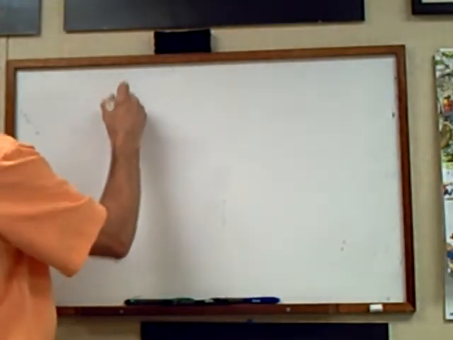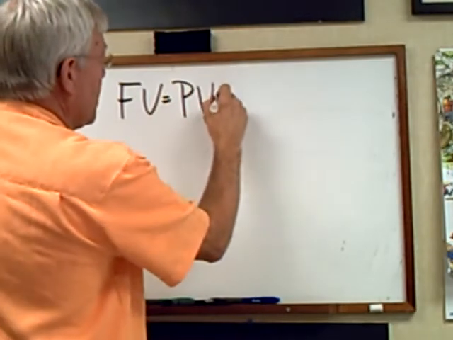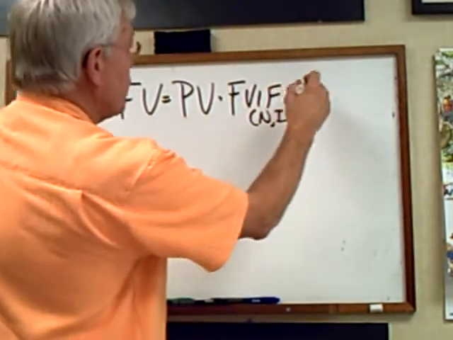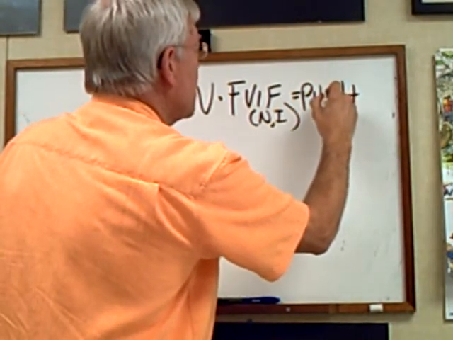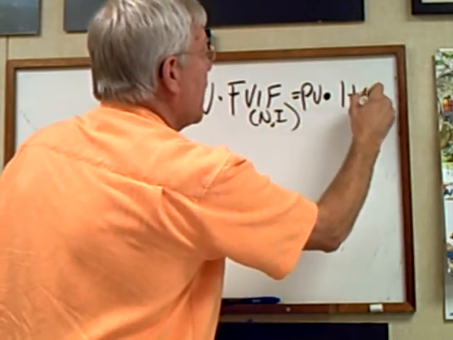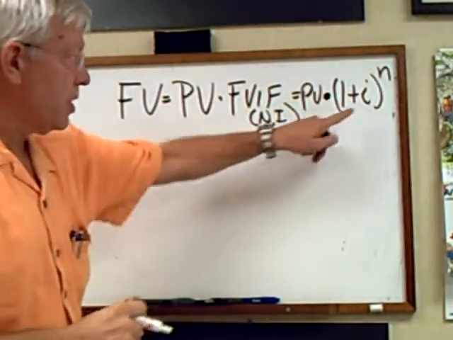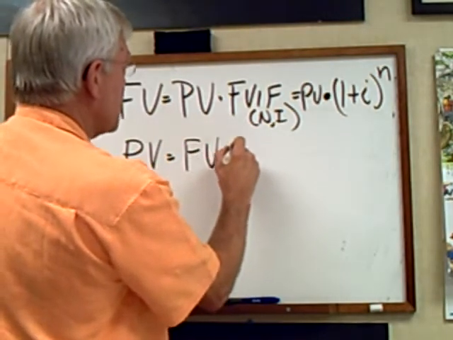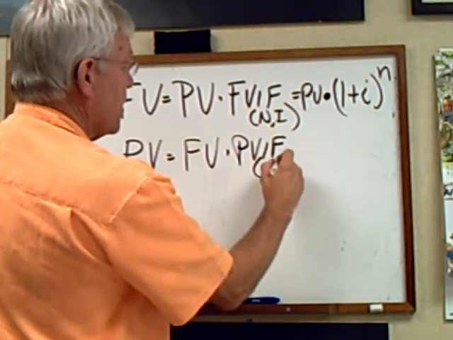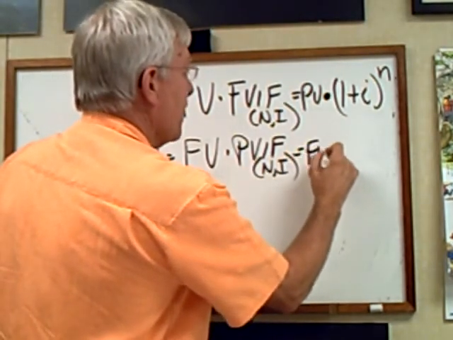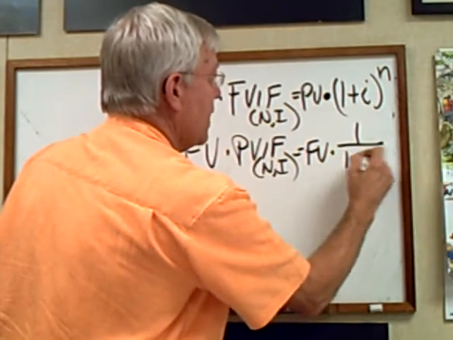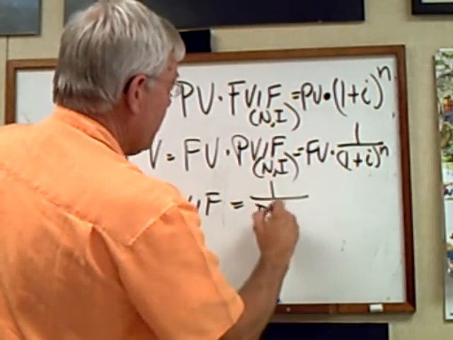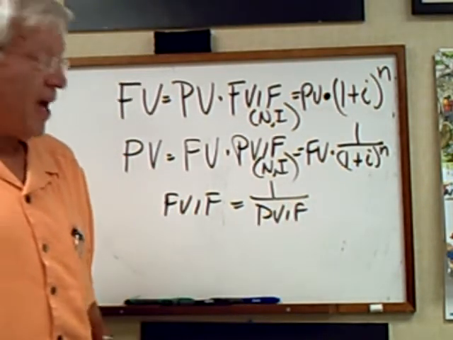Okay? We've got that the future value equals the present value times the future value interest factor for the number of periods and the interest rate. And our future value interest factor is 1 plus I to the n power, where n is the number of periods and I is the interest per period. We also have that the present value is the future value times the present value interest factor for n periods and I interest, and that's equal to the future value times 1 over 1 plus I to the n. Well, you'll notice here that my future value interest factor equals 1 over the present value interest factor. That's a pretty nice thing to have in your tool kit also.